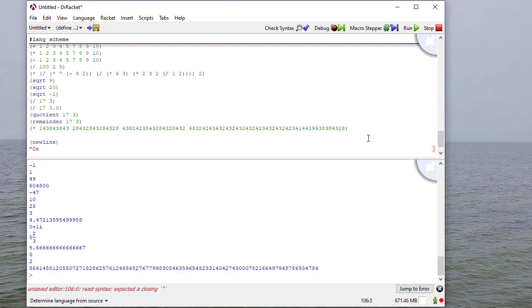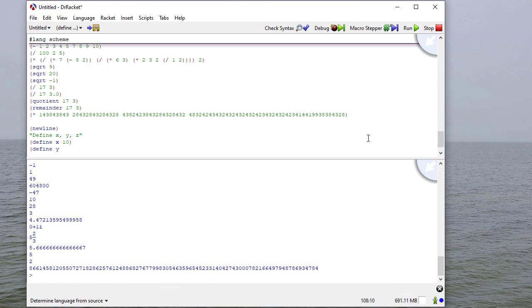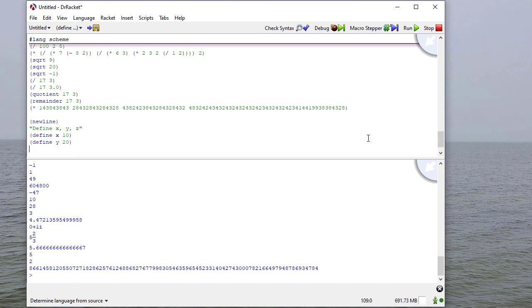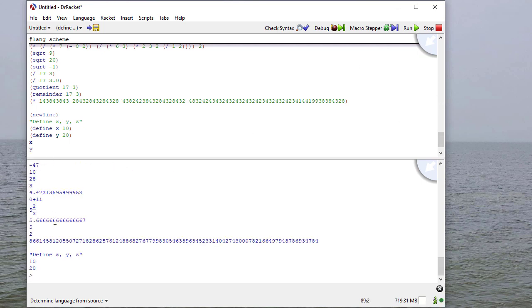So now let's work with some defined names just to show you how that works. So if I define x to be 10, y to be 20, I can say x and I can say y, and when we run this, you can see that x evaluates to 10, y evaluates to 20.